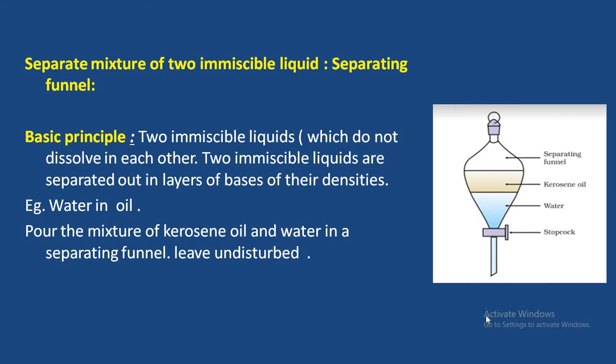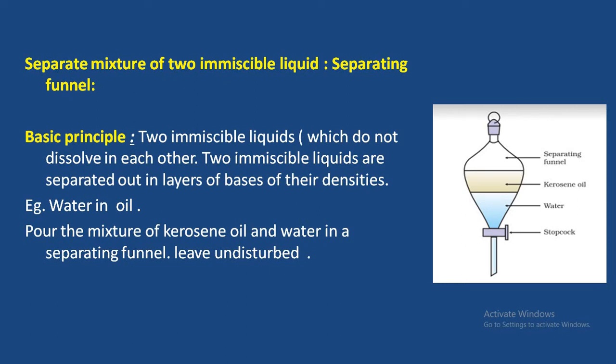And first, the lighter liquid will be collected at the top, and the heavier liquid, which is denser, will be collected at the bottom. From the stopcock, the substance present in high density, collected at the bottom, will be separated with the help of the stopcock. And the kerosene will be left behind in the separating funnel. In this way we can separate the two immiscible liquids.